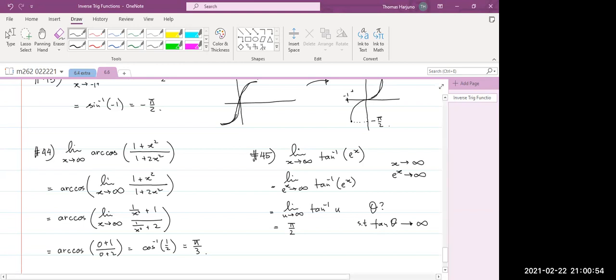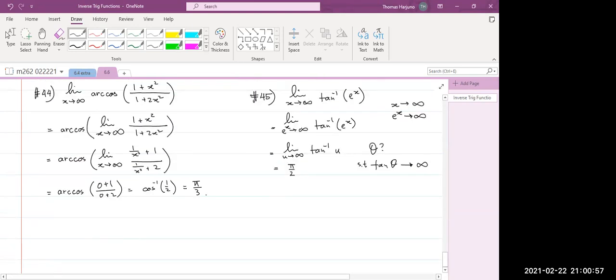Now lastly, number 46. Similar idea. You see that I use substitution again and again. So number 46. Limit x approaching 0 from positive side of tangent inverse of ln x. But when x goes to 0 positive, what happens to the natural log of x? I wonder if you know this. This is negative infinity.